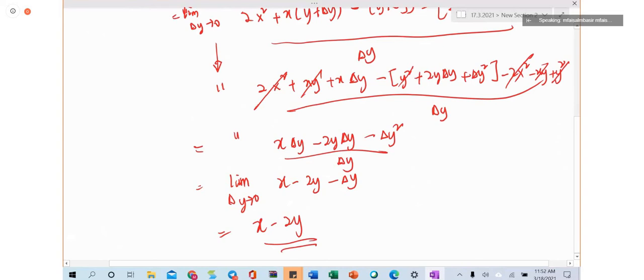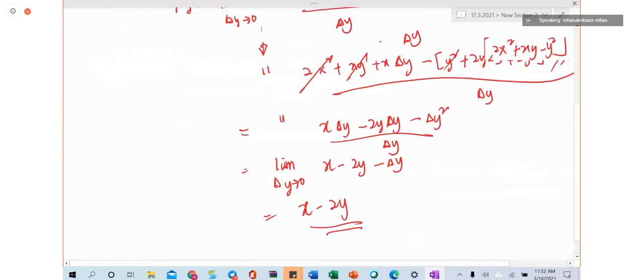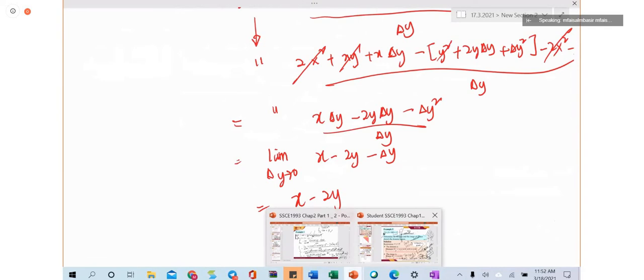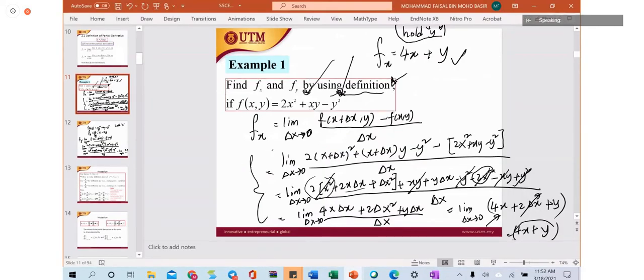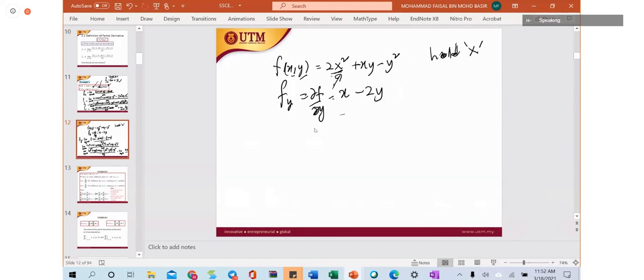Okay, the other way, if you want to check: if you differentiate this with respect to y, x is a constant, so it will automatically be 0. So x is constant, which means 2x squared is gone, xy gives x, and minus y squared will be minus 2y. So it's correct. Okay, any question? Okay. Next.